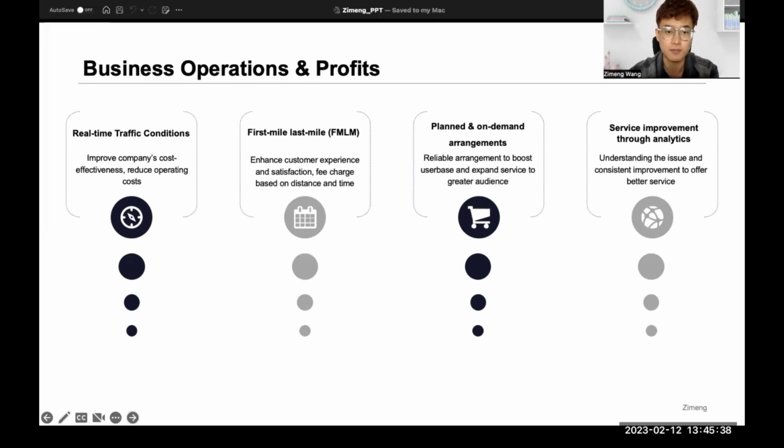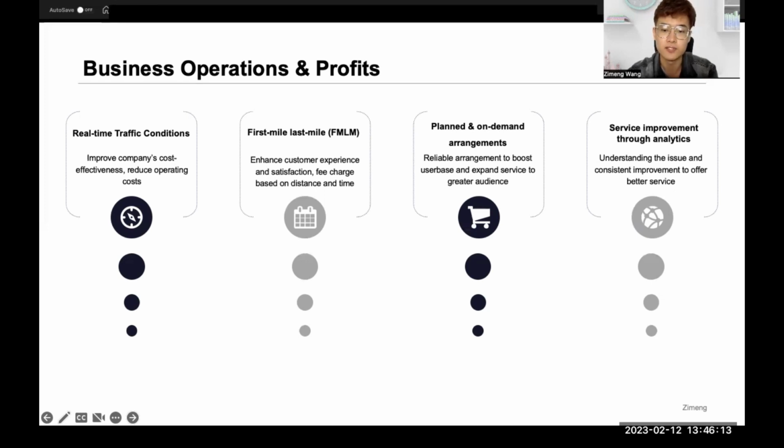Under first mile, last mile connectivity, the system will provide linkage between the EV services and the train operators to deliver comprehensive coverage. To generate profit, the fee is calculated based on the distance traveled and the time of the day, with higher fees during peak hours. Under planned and on-demand arrangement, early bookings in advance will have discounts for customers, and customers can also have access to real-time traffic information and can monitor the progress in real time. The company can expand its customer base to generate more revenue.